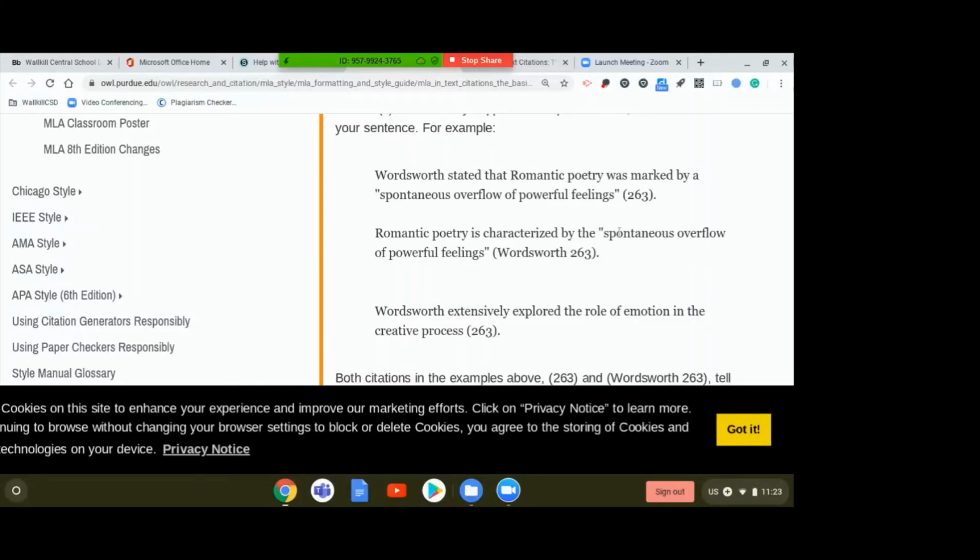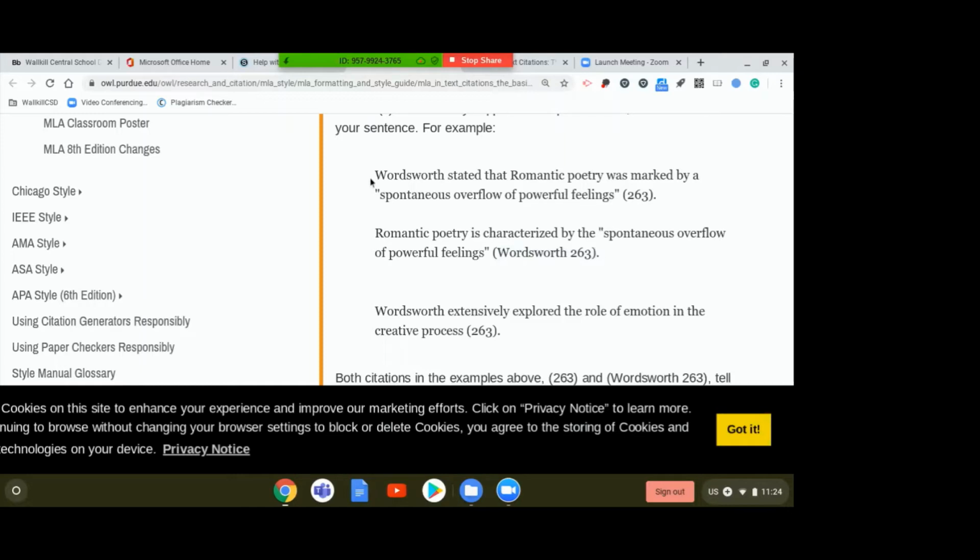So we have the direct quote, and this is a nice example because they have the quote embedded, so it's not one of those quote bombs. They've introduced the quote. Romantic poetry is characterized by the quote, spontaneous overflow of powerful feelings. And then there's no period after feelings, because now the period goes outside of the citation. We need to know that this citation was from this book of poems by William Wordsworth. So we take his last name, pop his last name in, space, and the page number it came from.